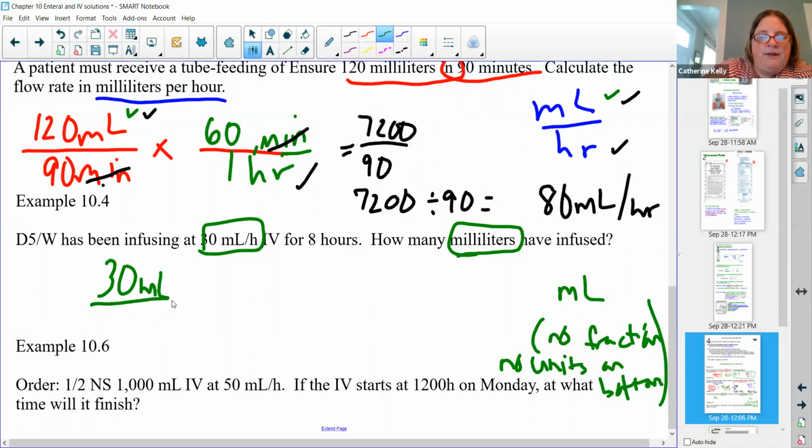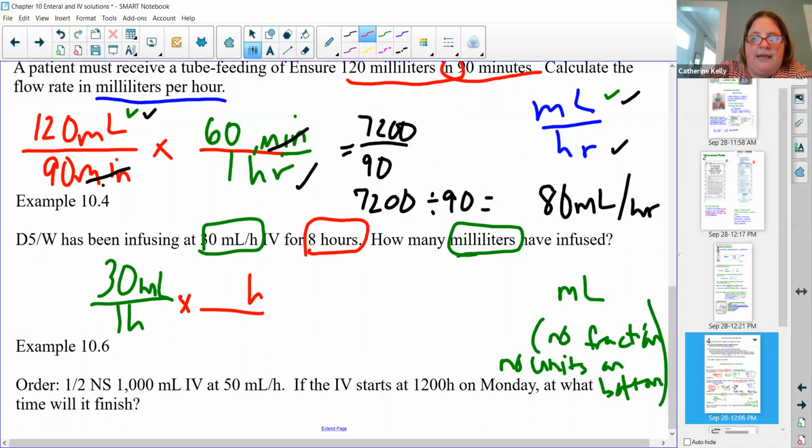I'm going to start with milliliters on top because I need milliliters in my answer, but it says no units on bottom. So I have to get rid of those hours. So I'm going to say times with hours on top. And here it says for 8 hours. So it's 8 hours over 1. Because then my units cancel and I just have that. So I'll have 240 milliliters.